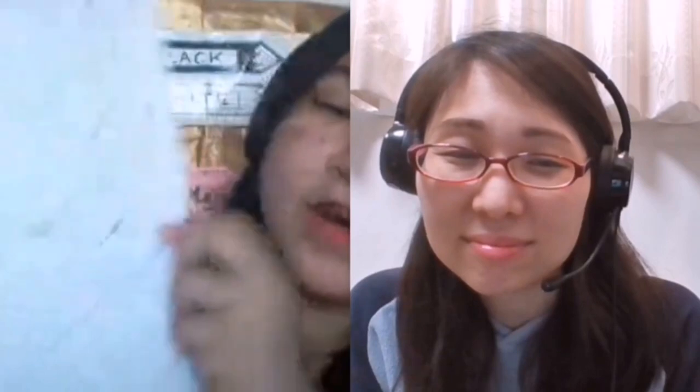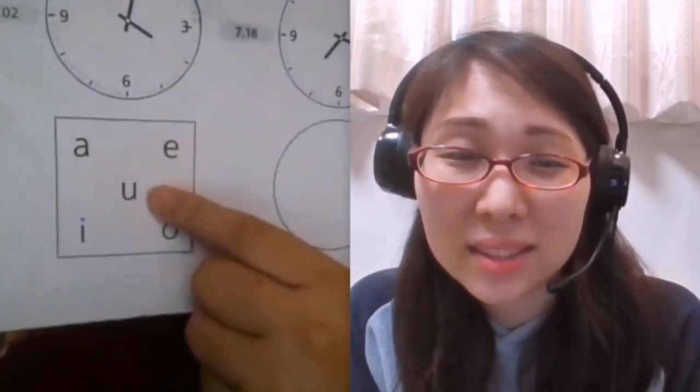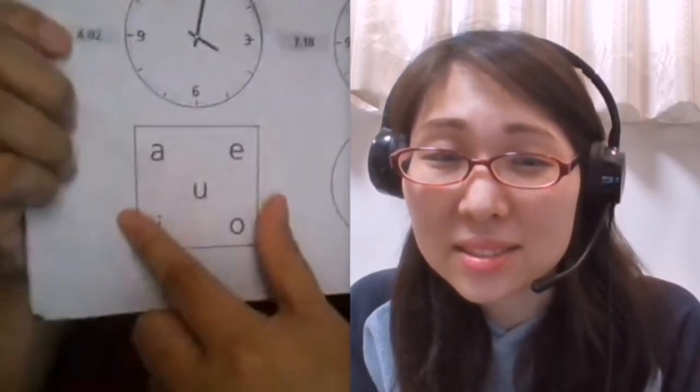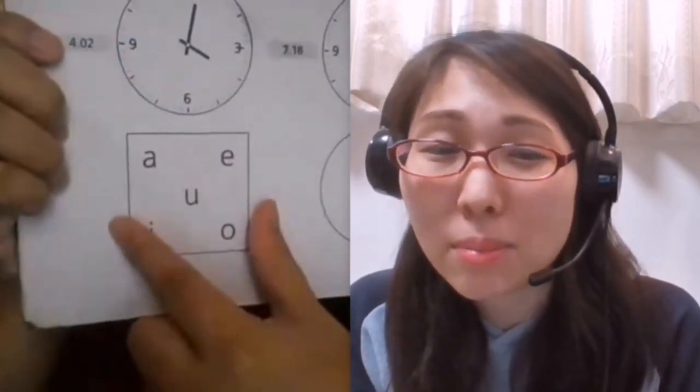So take a look at my book here again. And this is my box. So for example, what part of the box is this? It's the inside of the box. What part of the box is this? It's the outside of the box.